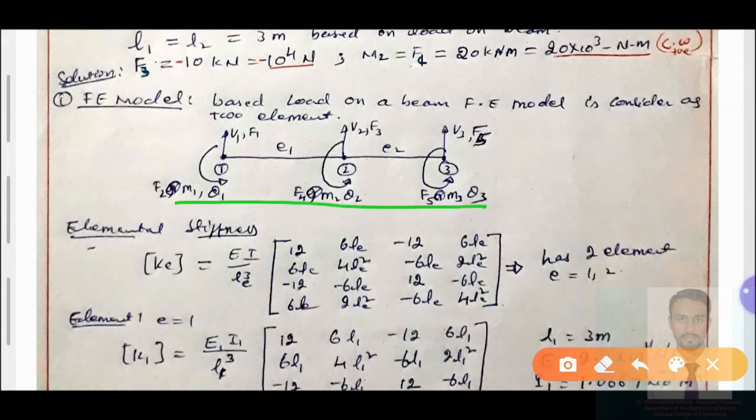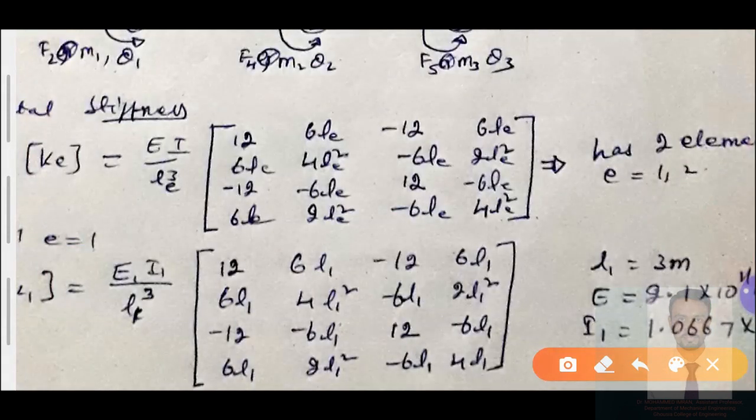Then what is the second step of FEM? We need to find the elemental stiffness matrix for the given problem. I gave that in the last video also. In this video again I will tell you how to remember this elemental stiffness matrix. 12, 4L square, 12, 4L square on the diagonal; remember it. Upper triangular elements of the matrix, and lower to the diagonal we have 6L, minus 6L, minus 6L, 6L, and so on, similarly minus 12, 6L, minus 12, 6L, 2L square, 2L square.